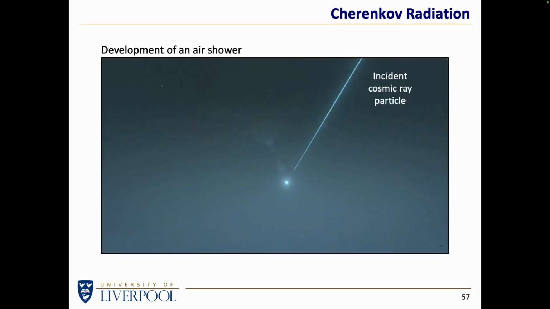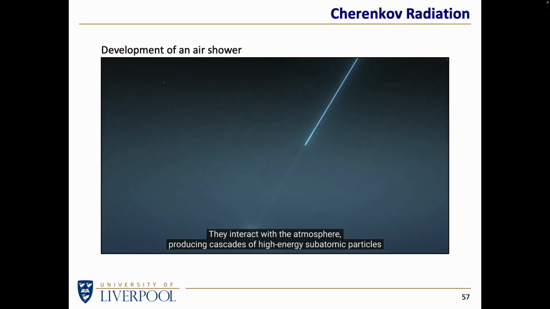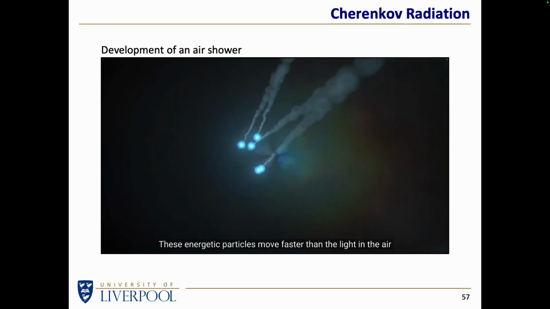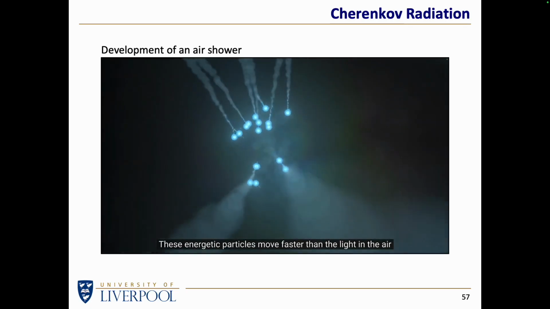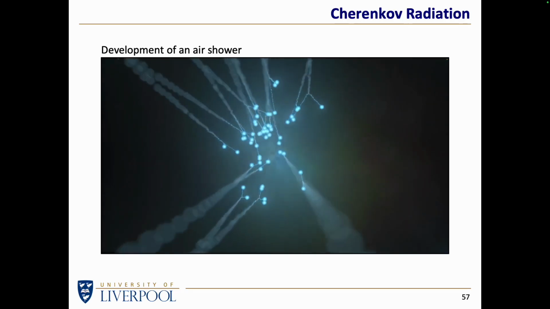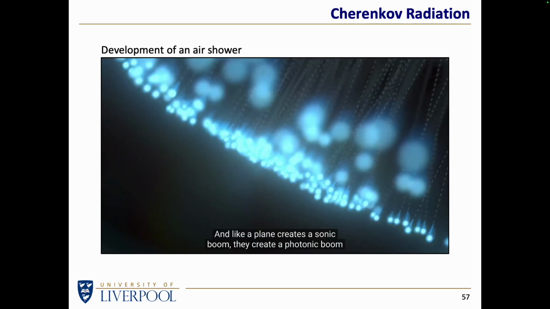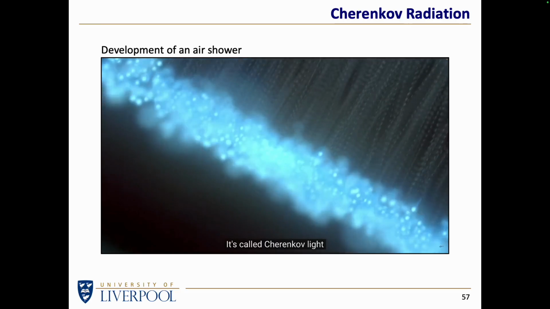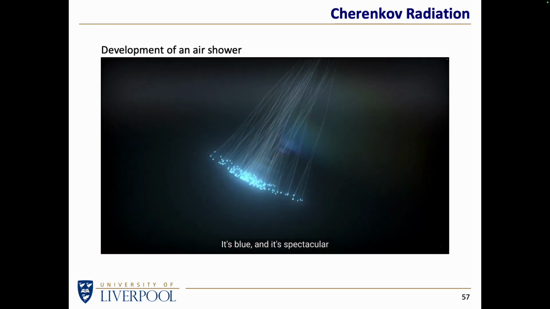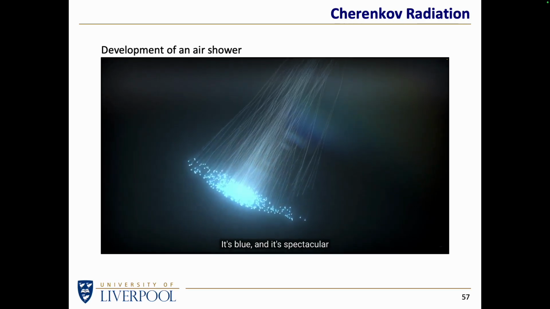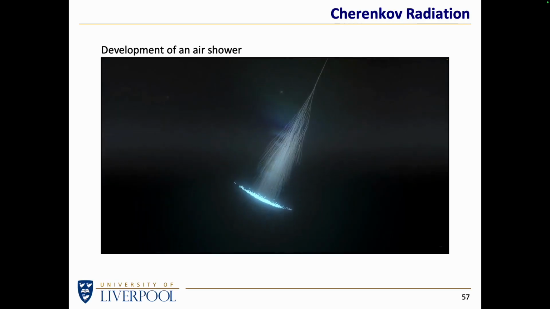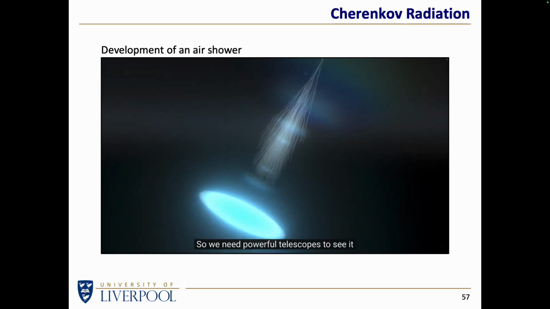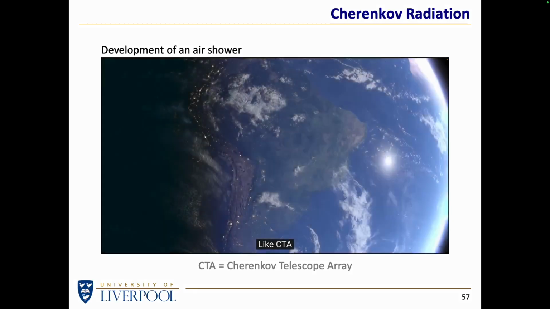And this little cartoon shows what's going on for an incident particle. An incident particle produces a whole shower of secondary particles. Each of them might be moving so fast, they're moving faster than light. And they produce a photonic boom, a flash of blue light. So by the time you've got thousands of these particles, they produce a sheet of light. It's called Cherenkov radiation. It is a flash. It happens in a billionth of a second. This, of course, is slowed down considerably.